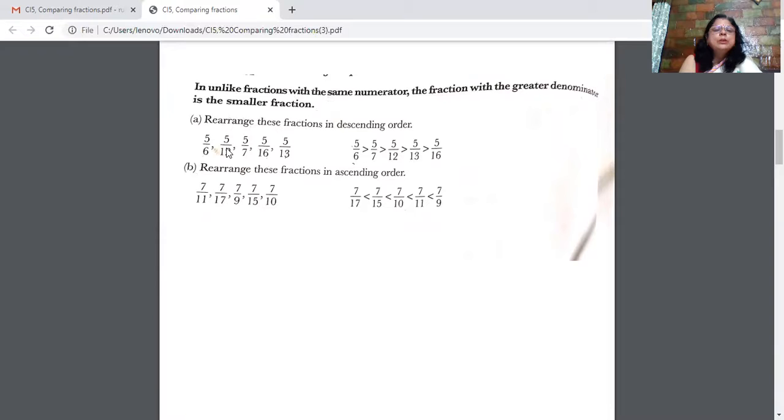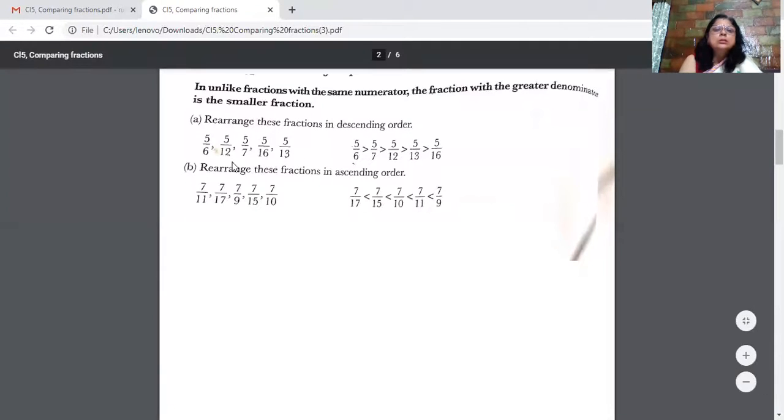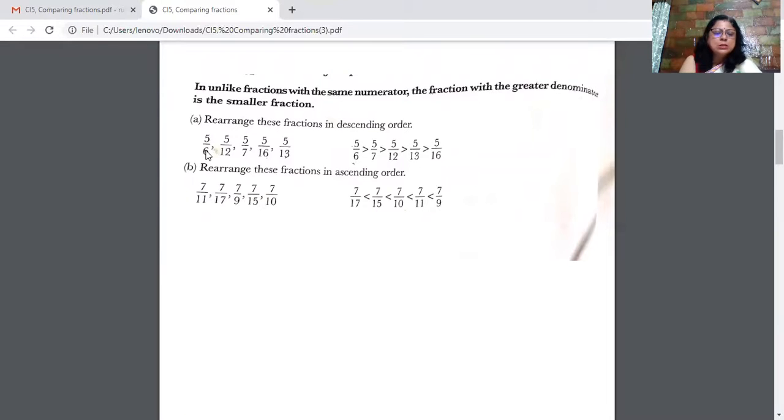How? If we see now, suppose you have a circle, you divide it into 6 equal parts. So your 5 parts will be greater, isn't it? You divide that same circle into 12 equal parts, the 5 parts will become smaller.